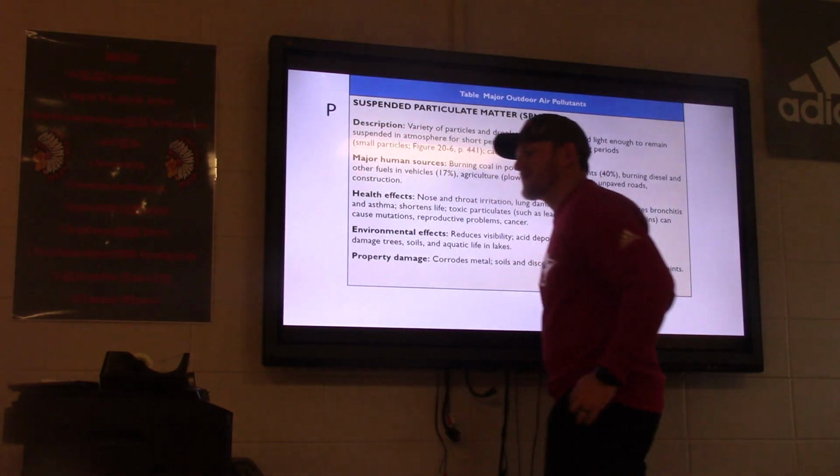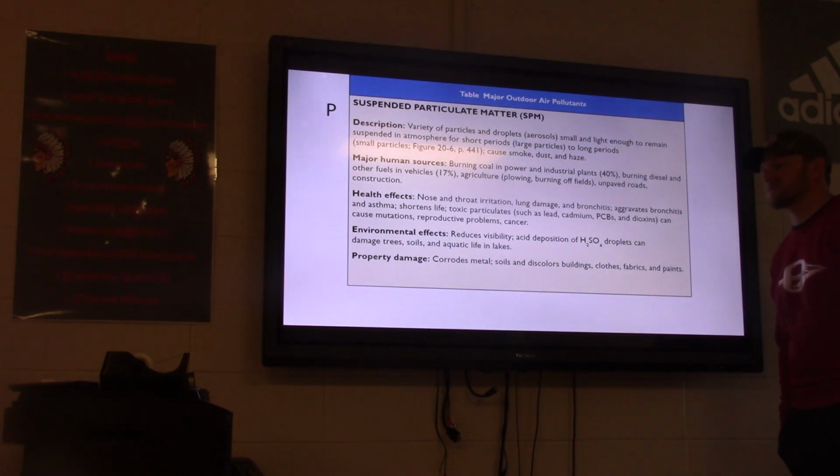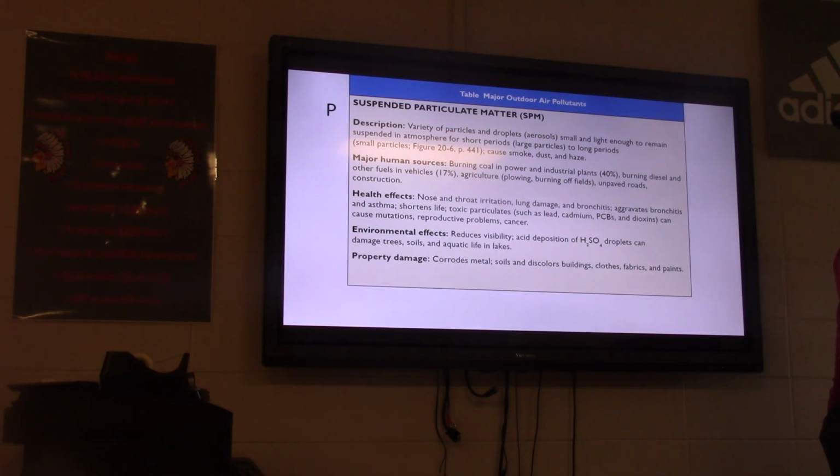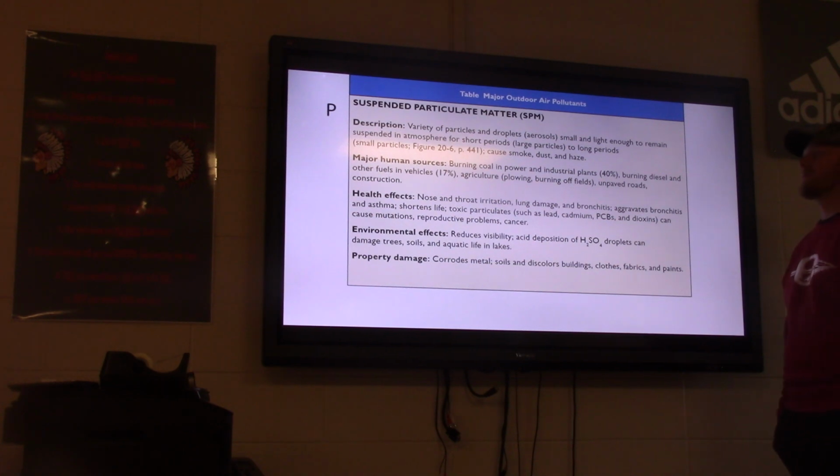The last one though, suspended particulate matter. These are the VOCs here, okay? These are the ones that, with the suspended particulate matter, they're too small. Like it says, a variety of particles and droplets, small and light enough to remain suspended in the atmosphere for short periods to long periods of time. They cause smoke, dust, and haze.